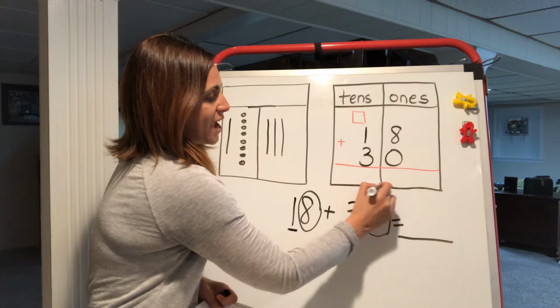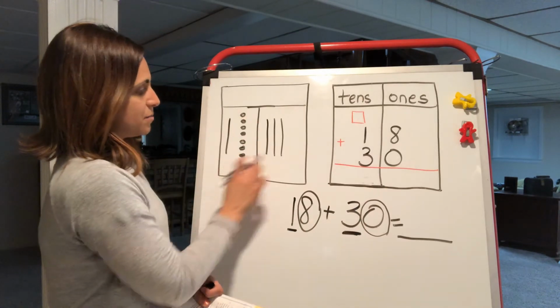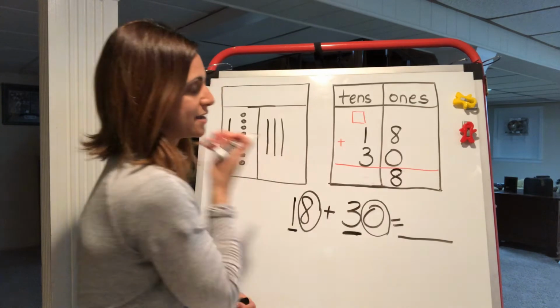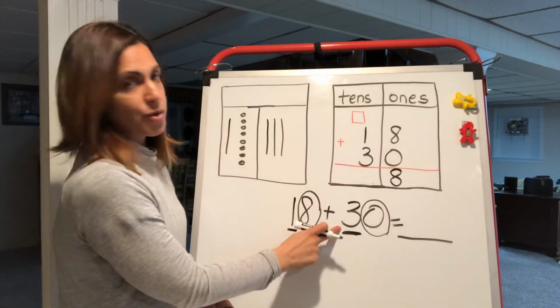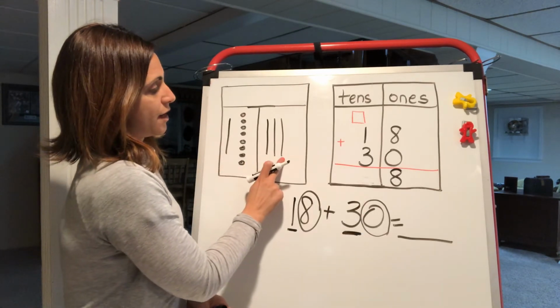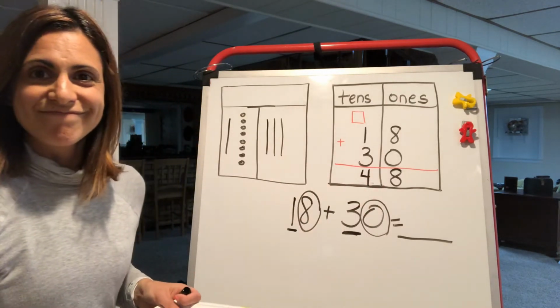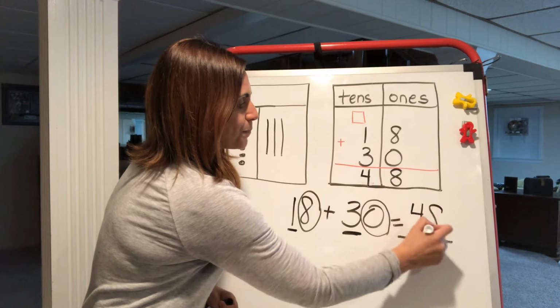Now we're going to add together, starting with the ones. What's 8 ones plus 0? 8. What's one group of 10 plus 3 groups of 10? 10, 20, 30, 40. 4 groups of 10. 18 plus 30 equals 48.